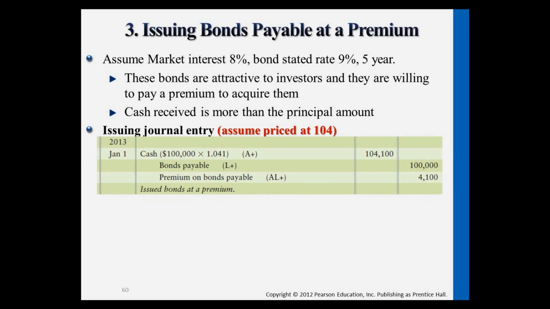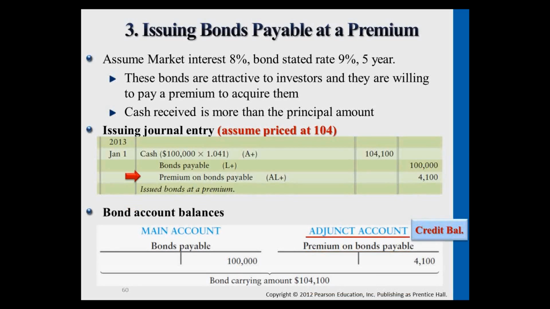So the first example here, the first issuance entry: let's say we issue the bond at $100,000, but our interest rate is more attractive to investors. It's higher than the market interest rate. We receive a dollar amount of $104,100. This dollar amount is the cash we're receiving. Again, bonds payable is always recorded at its face value. The amount that exceeds the face value is considered a premium on bonds payable. Okay, so this is the issuance entry.